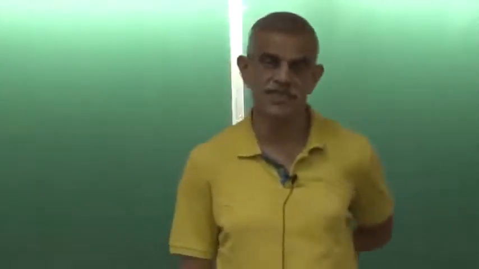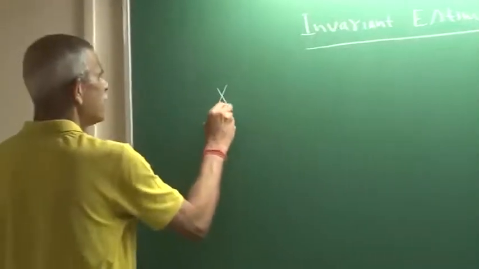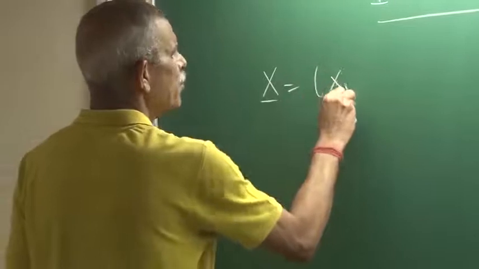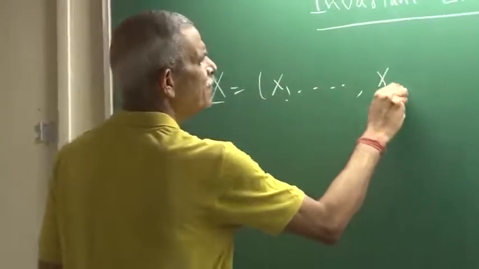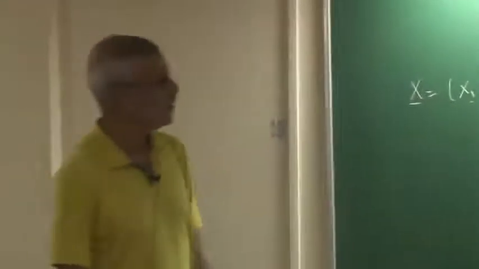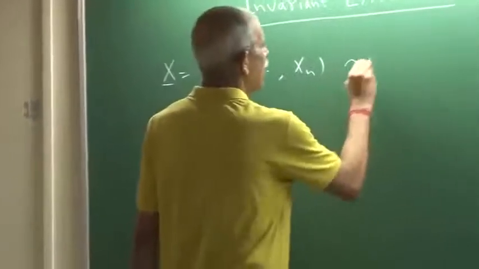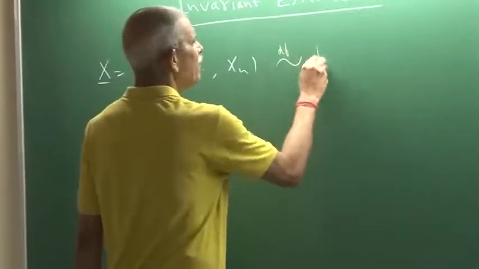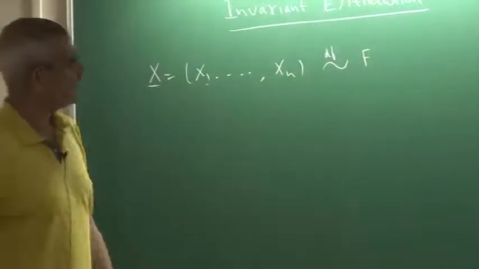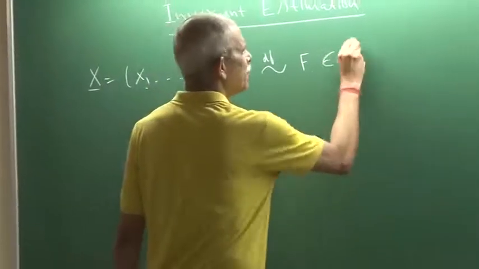Now, invariance is another reasonable restriction which you may like to put on the class of estimators under consideration. We did it last time, but let us revisit it once again. Let us consider the model we are dealing with. Suppose you have data x1, x2, ..., xn. This has a distribution function f which belongs to the family P.